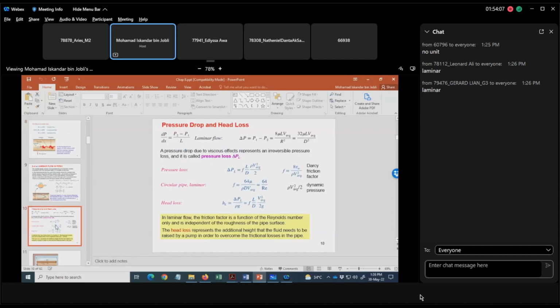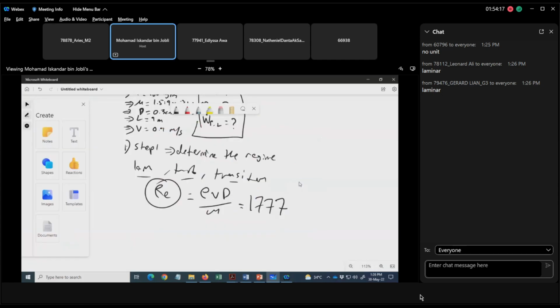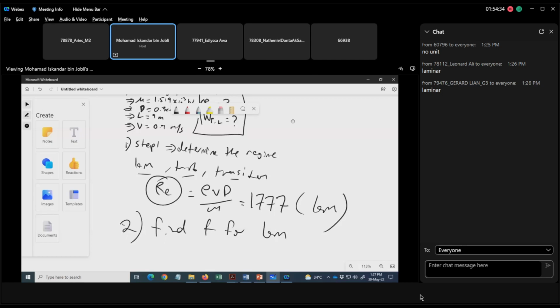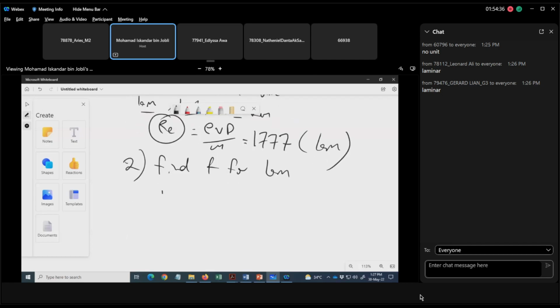Now, why do you need to determine whether it's laminar or not? Because you need to determine the F. Now let's write down the equation for the delta P, which is quite long. Okay, the moment you know this is laminar, step two is find F. Find F for laminar.